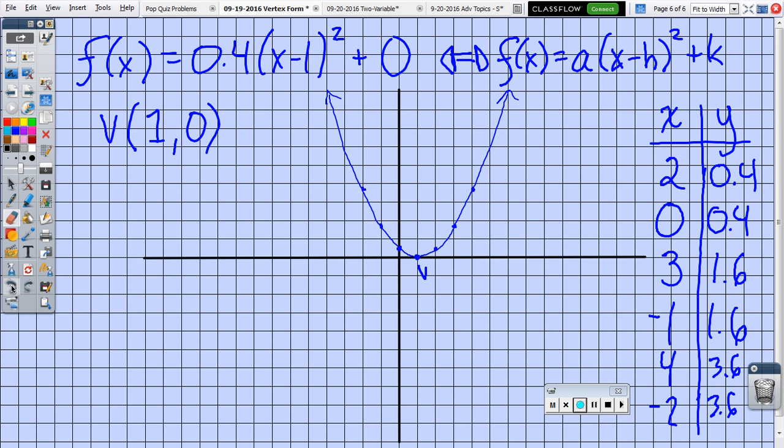So here is the vertex form: f of x equals a, parentheses x minus h, close parentheses squared, plus k. I'm telling you now, you need to have this vertex form memorized.